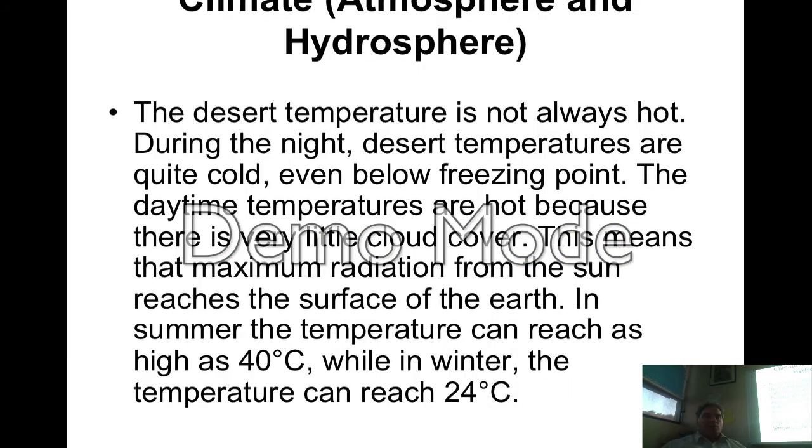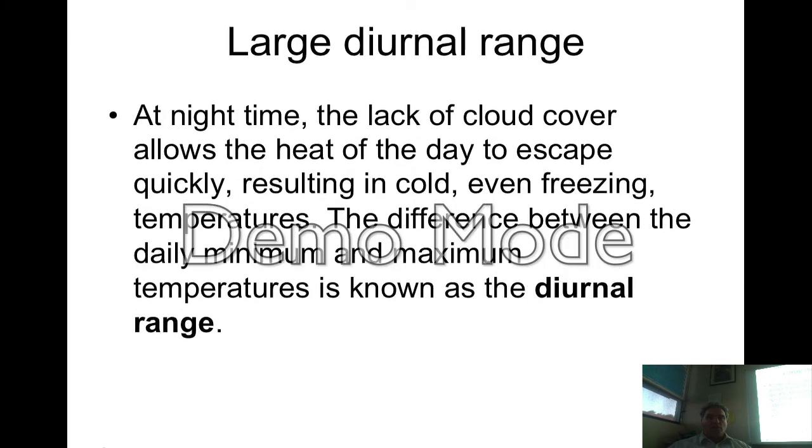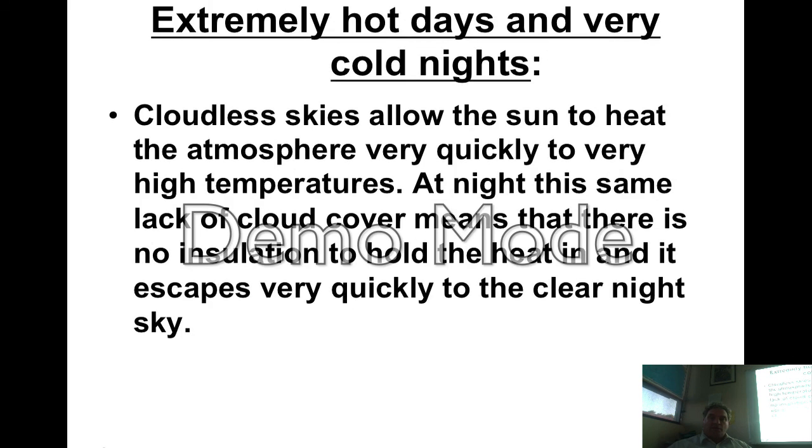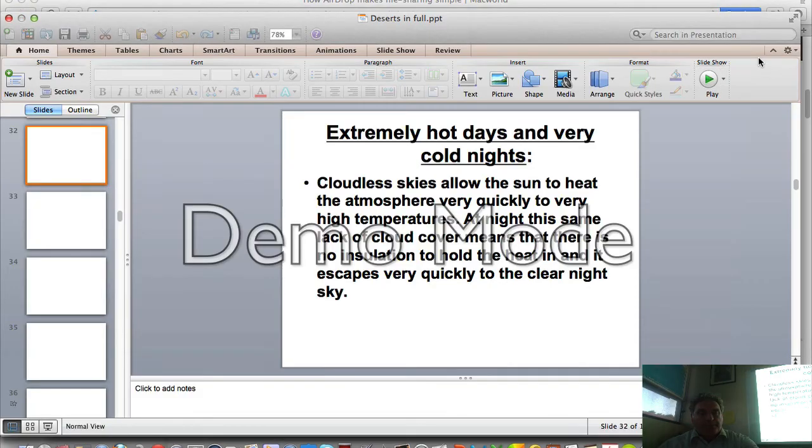We were talking about why it's not always hot in the desert, and I think I might just leave it there so you guys can have a look at this bit. And that's that large diurnal range I was talking about. Night and day differences. Hot days, cold nights, same thing.